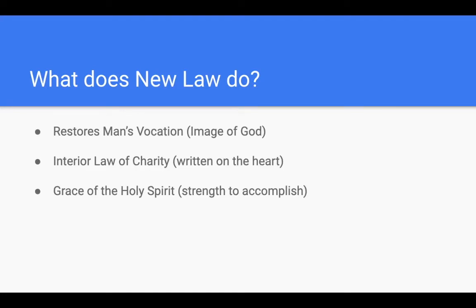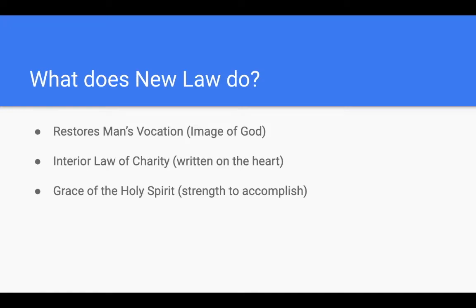The interior law of charity, the law is no longer written on tablets, right? Remember, the tablets were made of stone. The law is now written on our hearts. We have that image of law on the tablets. Law in the heart is picked up by Jeremiah, by Ezekiel. I will take out your hearts of stone and give you hearts of flesh. I will write my law upon your hearts, no longer on stone tablets. Those stone tablets, kind of the image of the stony hearts. You knew the laws, but you didn't love me. But now I'm going to write the law on your heart, and you'll be able to follow the law.